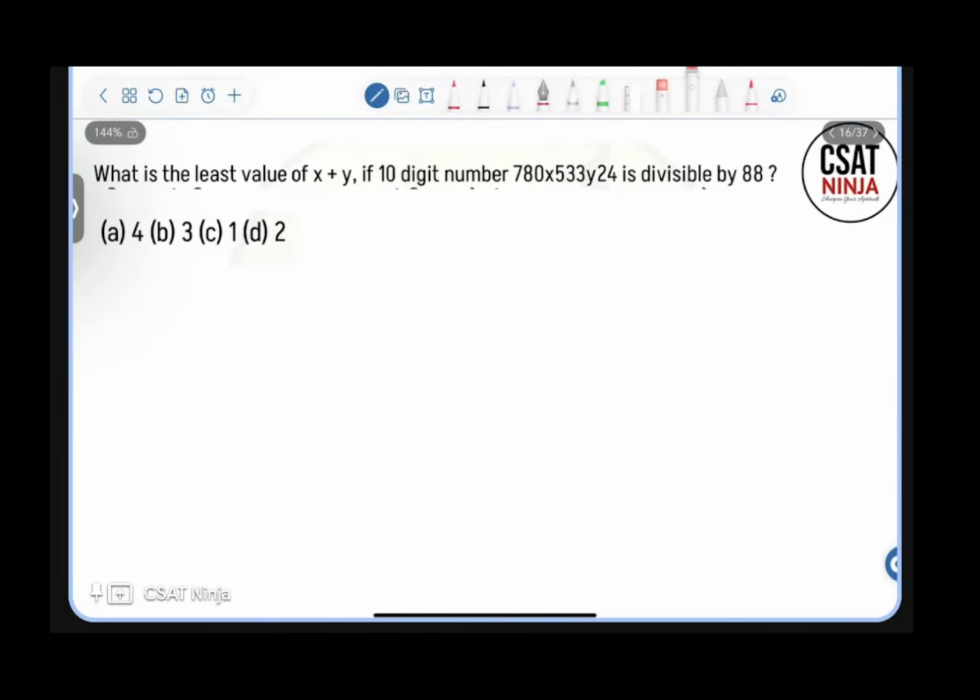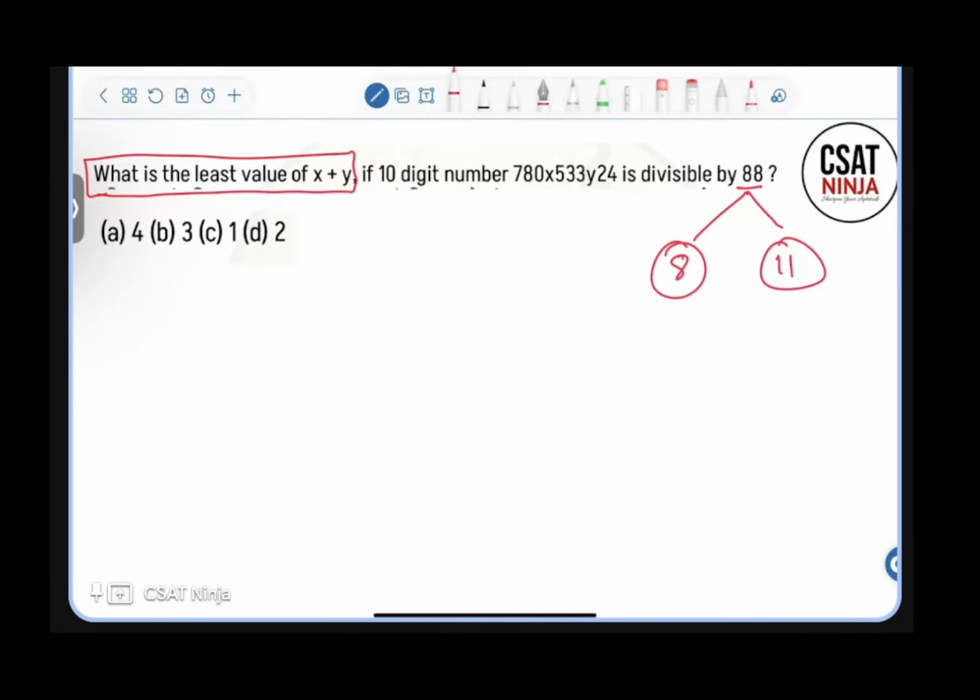So I'll leave this one for you as homework, but I'll just explain a few things here. What's the least value of x plus y is asked. But remember one thing here, it is divisible by 88. Divisible by 88 means it should be divisible by 8 as well as 11. So you check for these two conditions and get your answer.